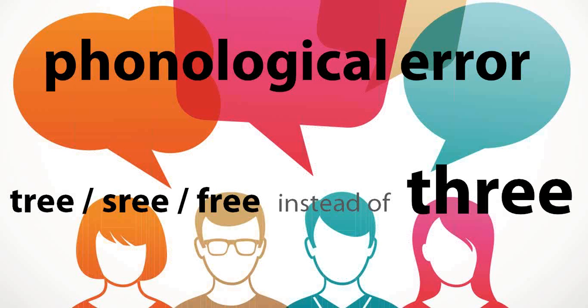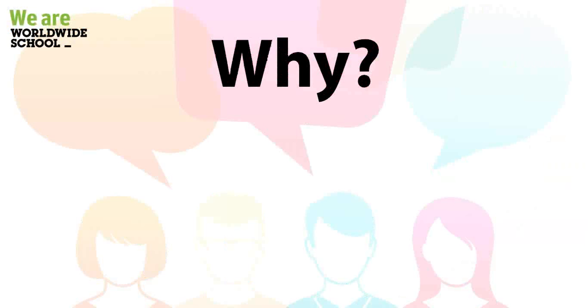Now, how about trying to explain why we make this mistake? So instead of "three," we sometimes say "tree," "sri," or "free." Now, why? Again, use your chat box to type in some suggestions. What might be the reason behind learners of the English language making such a mistake?